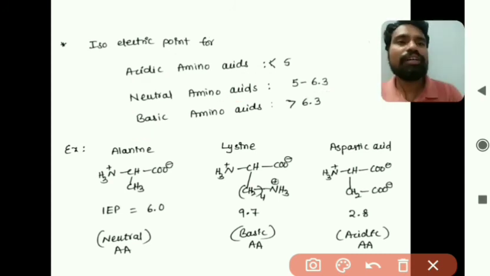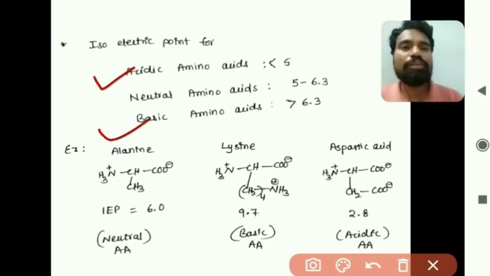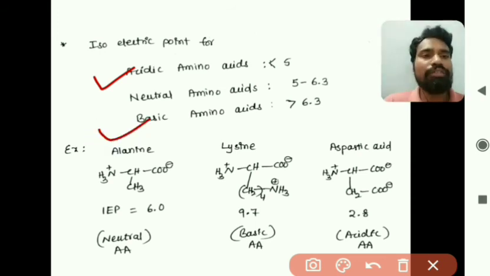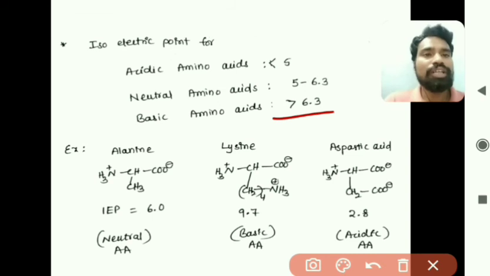So in the acidic amino acids, we will be having one additional acidic group, so that's why the isoelectric point would be less. In the basic amino acids, along with one amine and one carboxylic acid group, we will be having one additional basic group. So that's why those are basic amino acids. As an additional basic group is present, automatically the isoelectric point would be greater than 6.3.